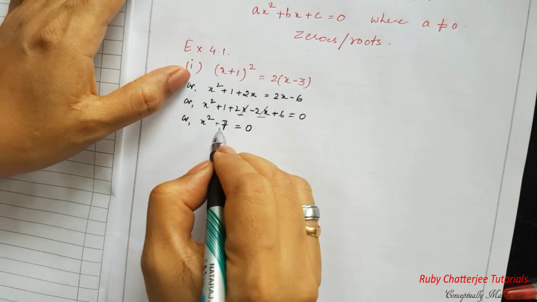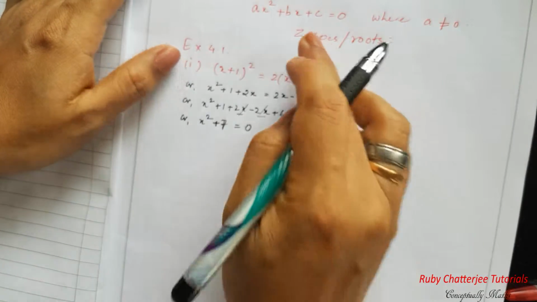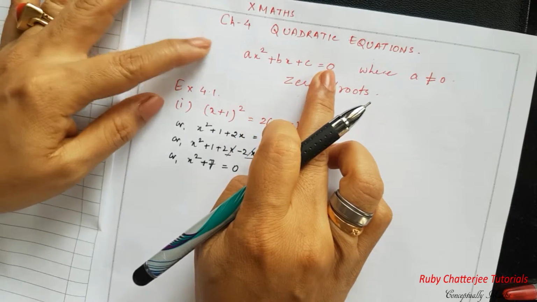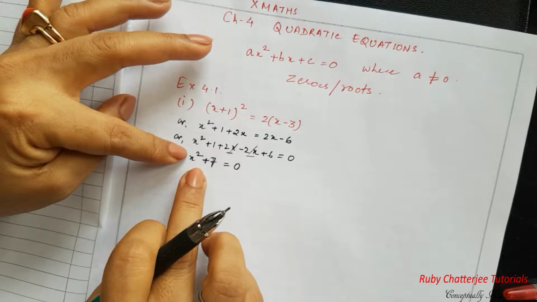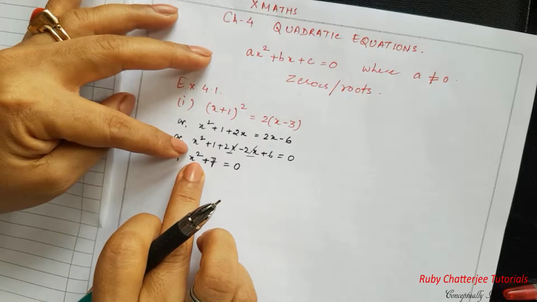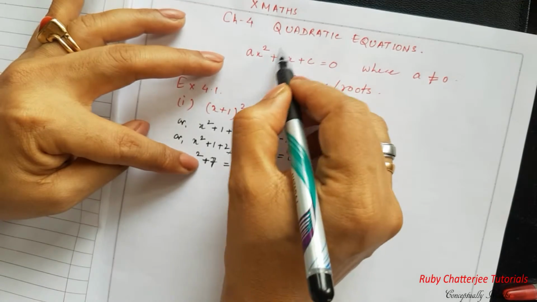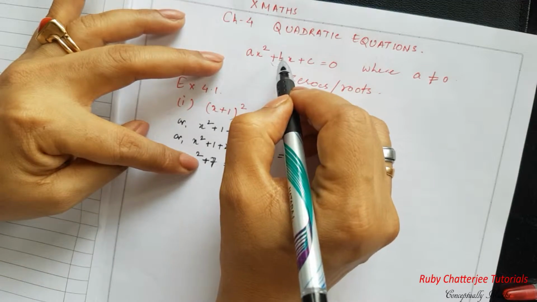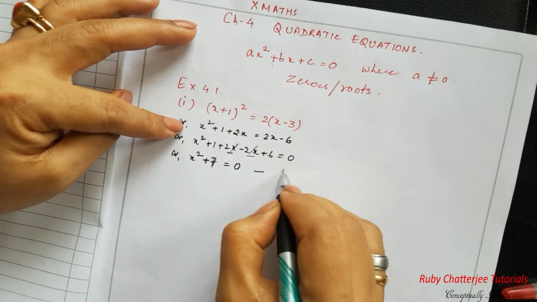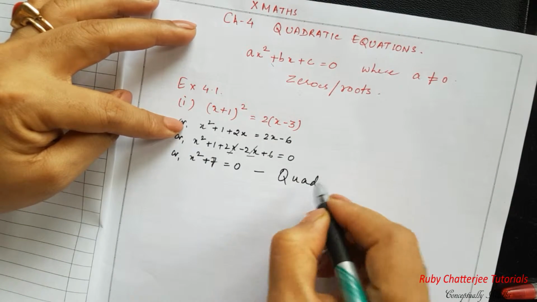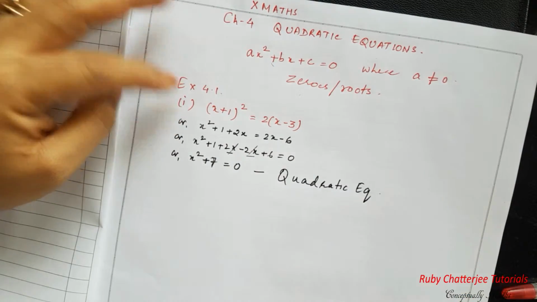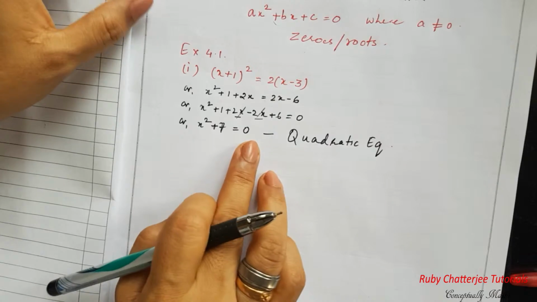Now if I try to compare it with the standard form of a quadratic equation, then you can see very well that this is a quadratic equation. Why? Because its degree is 2 and it doesn't have the bx term because b is 0, but it has the c term, that is 7, and this is a quadratic equation. So I hope you have understood this.